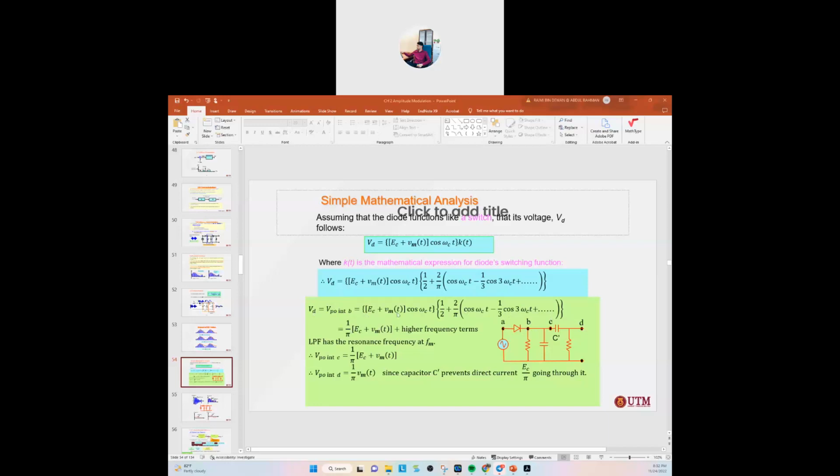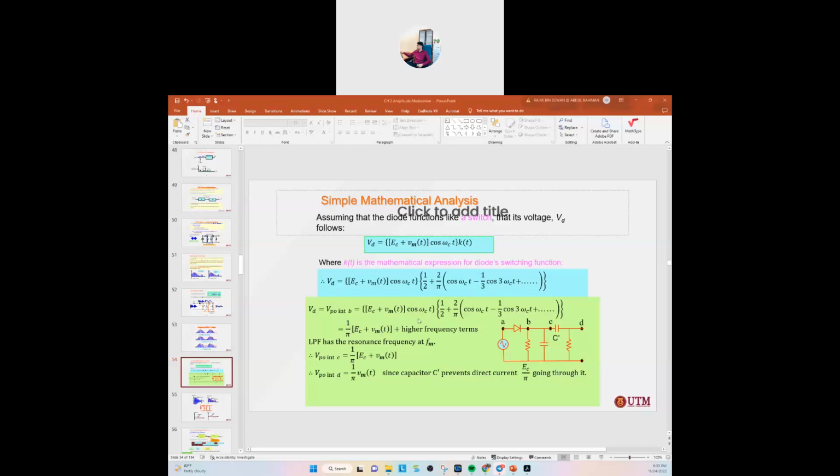So you have EC plus VM cos omega ct, and this is your diode switching function. So in the end, you will have 1/pi (EC plus VMT). This is when they give you the diode switching function. When they give you the diode switching function, you can know it's actually 1/pi. You can take it as 1/pi.